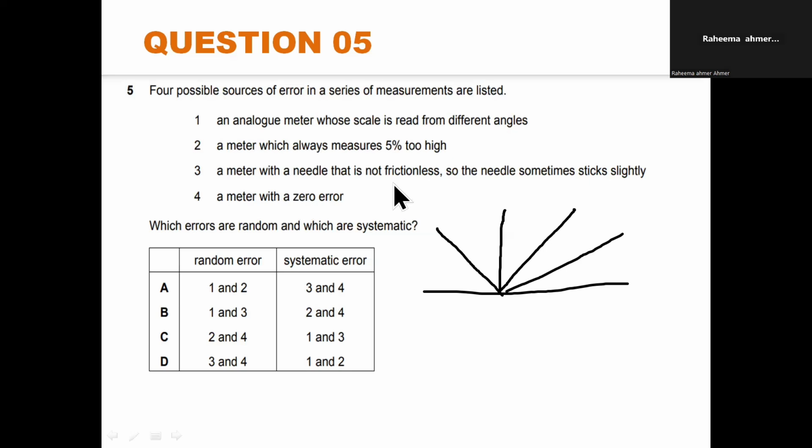And the last one, zero error. Remember this: zero error is always systematic error. So 2 and 4 are systematic errors, and 1 and 3 are random errors. I hope this concept is clear to you.